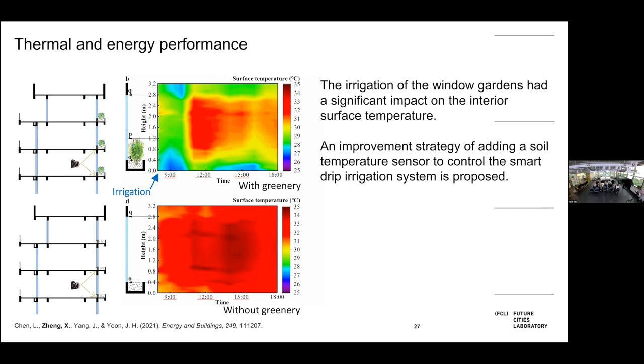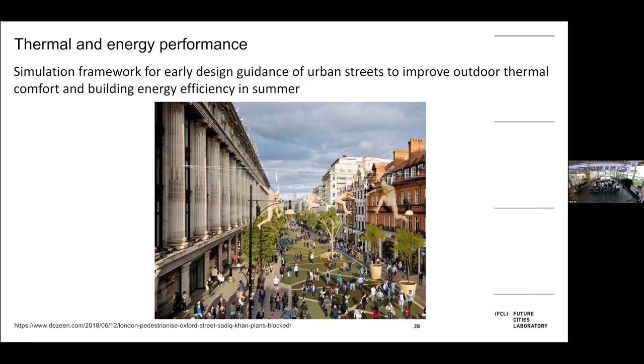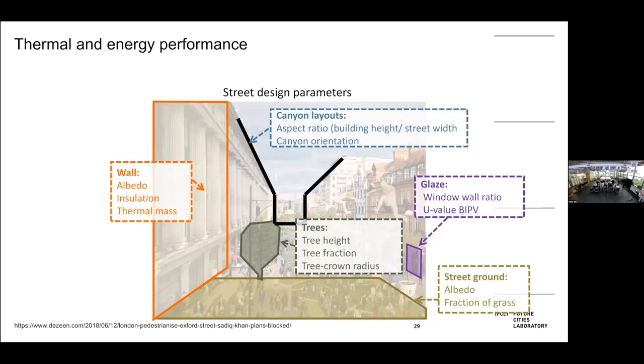So I already talked about a few specific technologies to improve the outdoor wind environment for building energy efficiency. But in our design practice, architects or urban planners, a designer always needs to seek a balance between multiple objectives. So hereby I'm going to talk about our study on a simulation framework for the urban design guidelines of urban streets to improve both outdoor summer comfort and building energy efficiency in summer. And here you see urban streets. And we parametrized the design of our street into a few parameters.